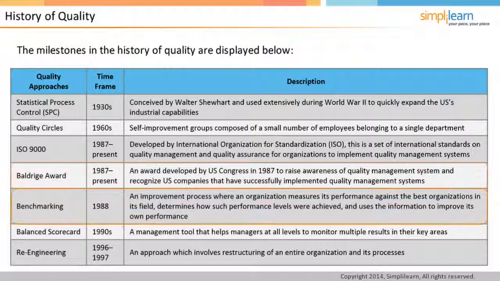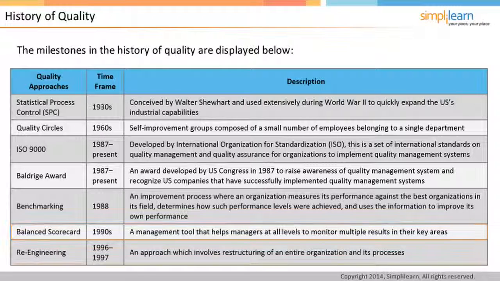In 1988, another quality approach was developed known as benchmarking. In this approach, an organization measures its performance against the best organizations in its field, determines how such performance levels were achieved, and the information is used by the organization to improve itself. Then in the 1990s, there was the balanced scorecard approach. It is a management tool that helps managers of all levels to monitor their results in their key areas so that one metric is not optimized while another is ignored.